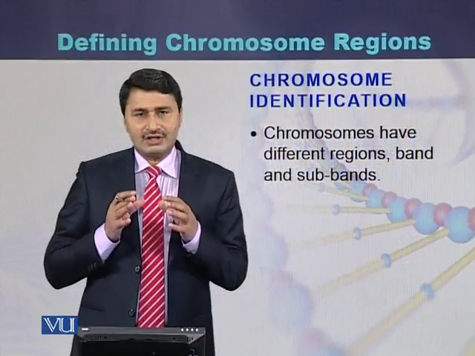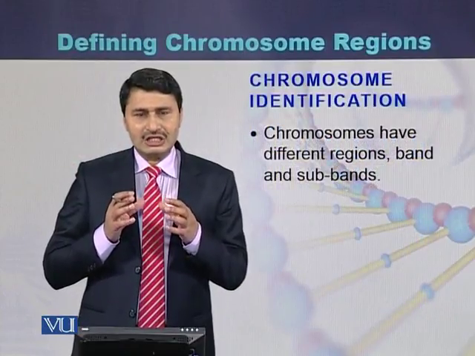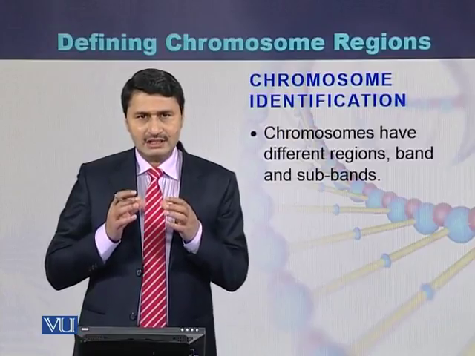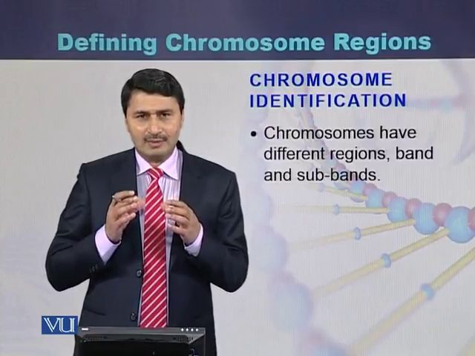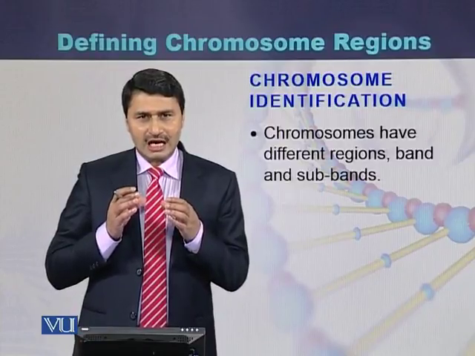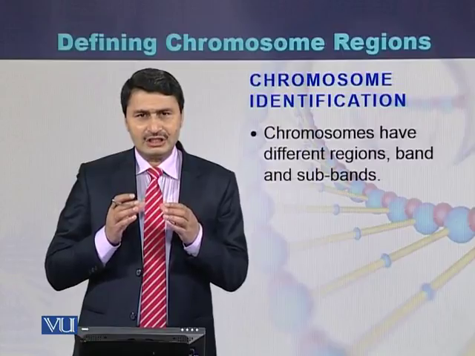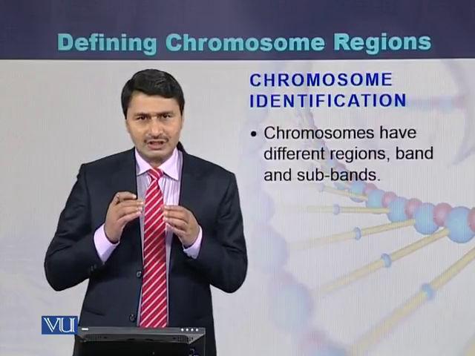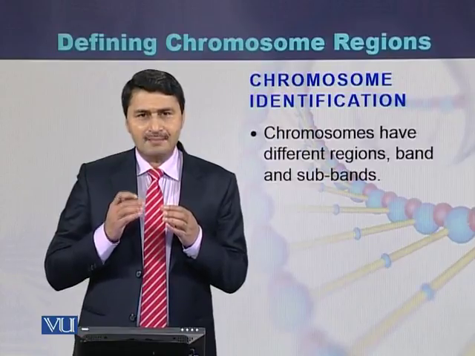Chromosomes have different regions, and these regions are labeled in the form of regions, bands, and sub-bands. With the help of this nomenclature, we can identify where our gene is located, or we can also write the position of a gene with respect to the banding pattern.